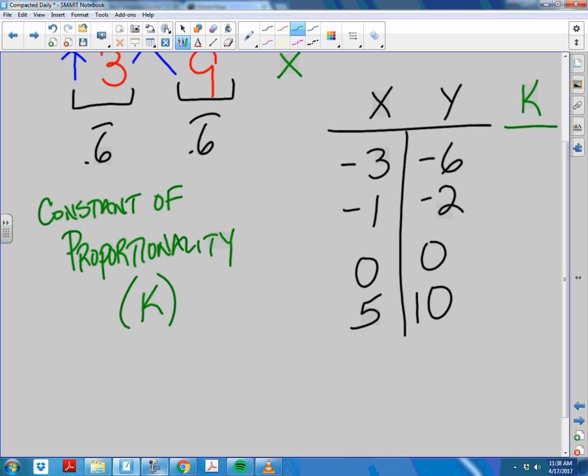Y divided by X. As we go through and divide, what is -6 divided by -3? What is -2 divided by -1? 2. 0 divided by 0, we're going to hold off on that. And 10 divided by 5? 2. This is proportional. This is a proportional relationship.